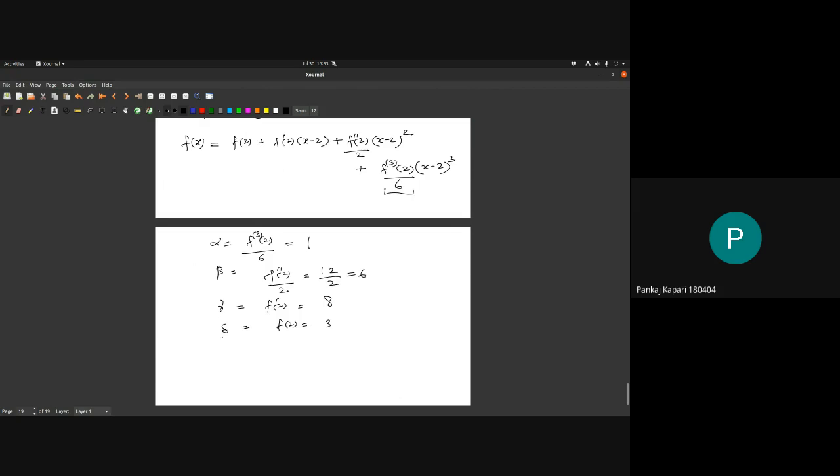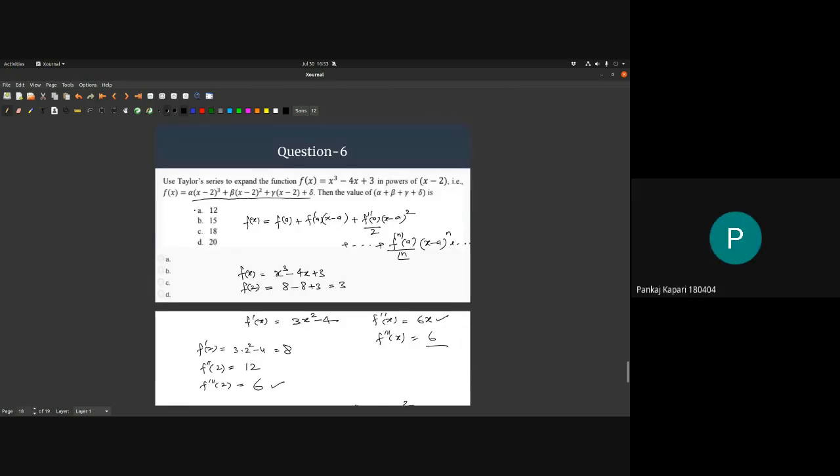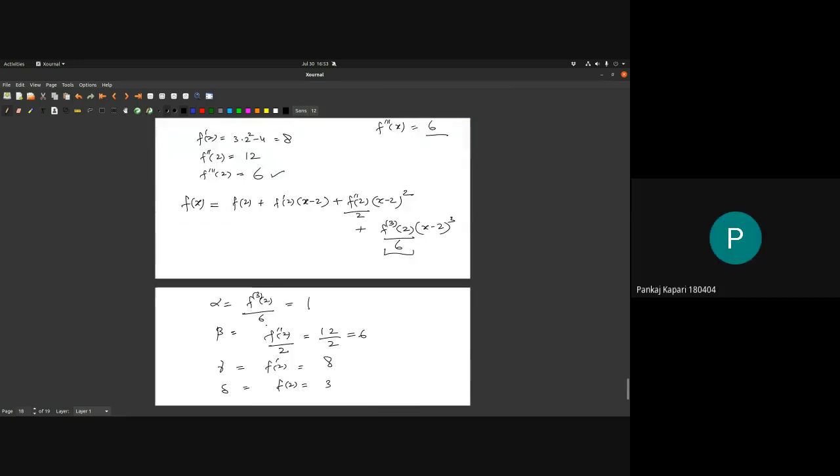And you have to find alpha plus beta plus gamma plus delta. What is the value of this sum? It is 18. That means option C is right.